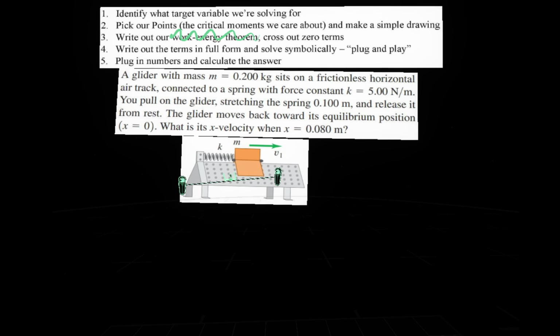Okay, so a glider with mass m equal to 0.2 kilograms sits on a frictionless horizontal air track connected to a spring with force constant k equal to 5 Newton meters. So you pull on the glider, stretching the spring 0.100 meters, and release it from rest. The glider moves back toward its equilibrium position, x equals 0.